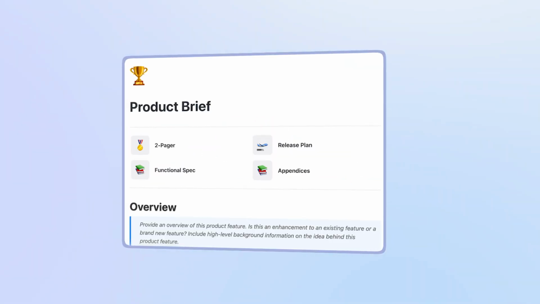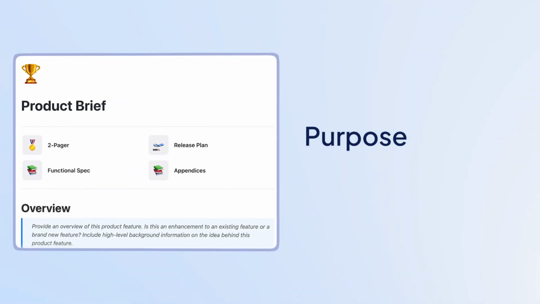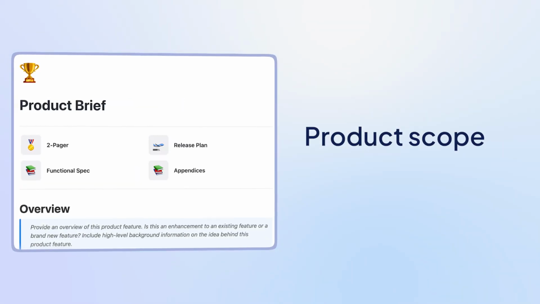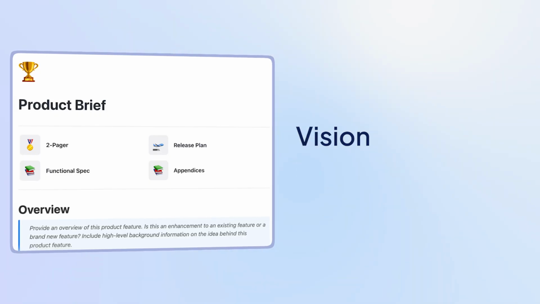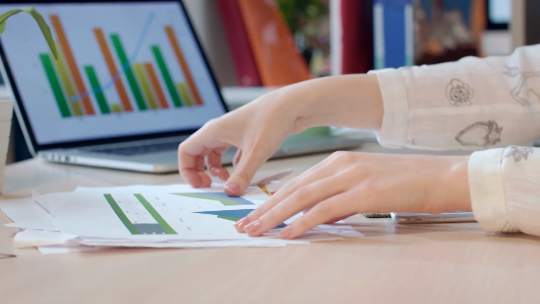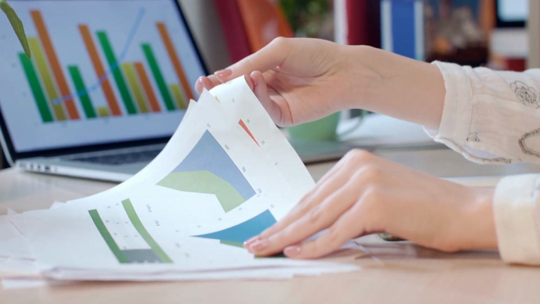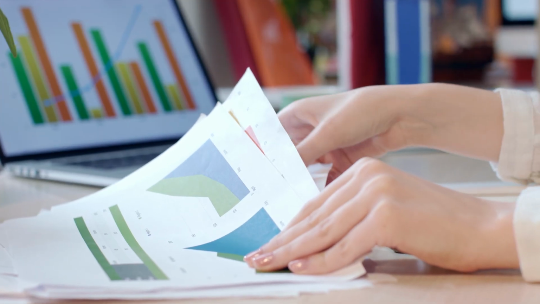Also called a product spec, it includes critical details about your product, such as its purpose, features, target audience, product scope, technical specifications, vision, and the problem it aims to solve. Simple enough, right? Except it's not. Sometimes it's 3 vague lines that leave everyone guessing. Other times, it's a 20-page document that feels more like punishment than planning.